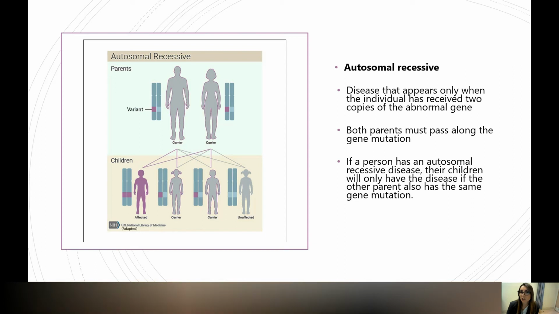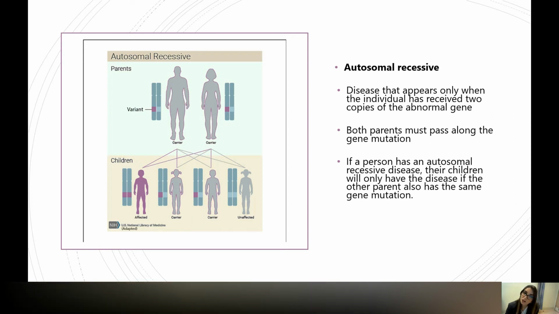Another factor that also plays a role in determining the risk of a person inheriting epilepsy is whether the gene that we're talking about is what we call autosomal recessive or autosomal dominant. So I'm going to explain what that is. An autosomal recessive disease means that the disease only appears when the individual has received 2 copies of the abnormal gene. Like we see on this image, you see in purple what we call a variant, which is when the gene is abnormal. Each parent has 1 copy of the variant, and they're going to pass it along to their kids.